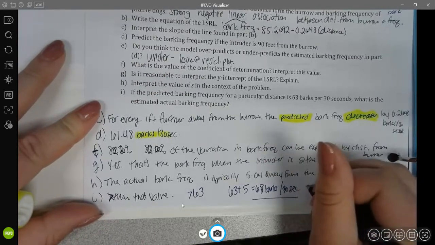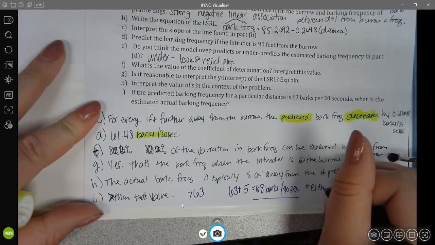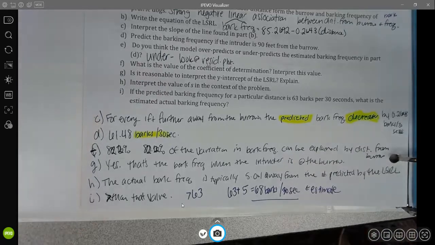Again, this is an estimate. It's not our exact value, but it's a pretty good estimate. Okay. There's the answers for the Prairie Dog Towns question.